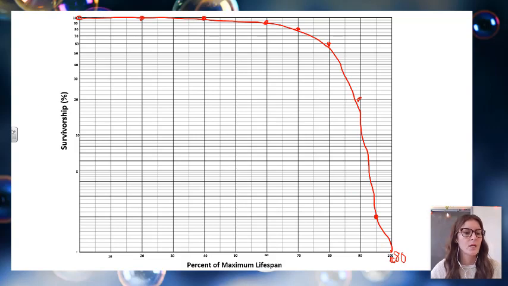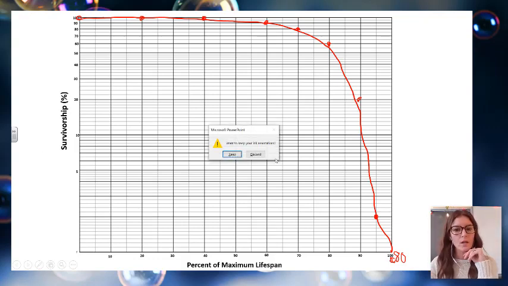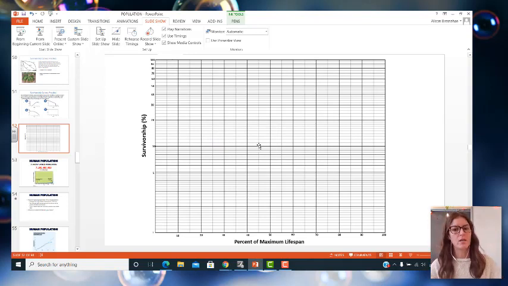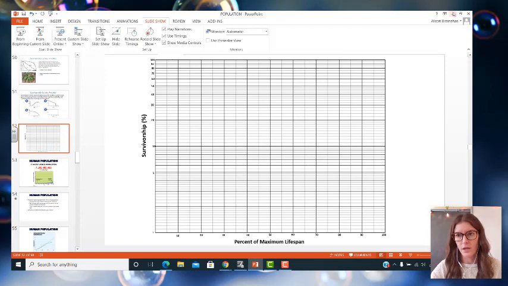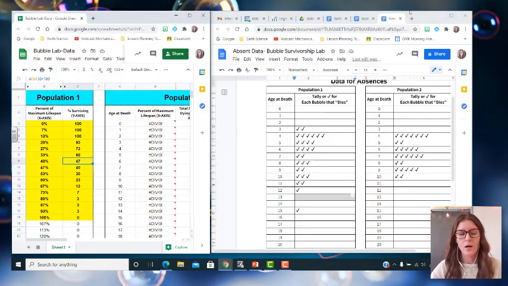Okay, so let's look at your graph, and I'm making you graph this rather than creating a graph on Google Sheets, because I really need you to become acquainted with this semi-log axis that's given to you.